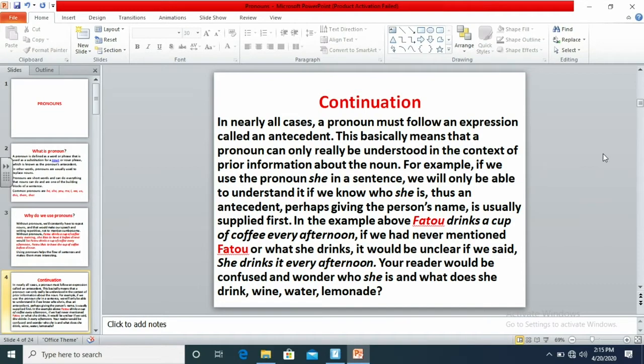In nearly all cases, a pronoun must follow an expression called an antecedent. Basically, an antecedent means that a pronoun can only be understood in the context of prior information about the noun. For instance, we use the pronoun she. If we use the pronoun she in a sentence, we will only be able to understand that if we know who she is. Thus, we must have used a noun, a feminine noun, before we use the pronoun she.